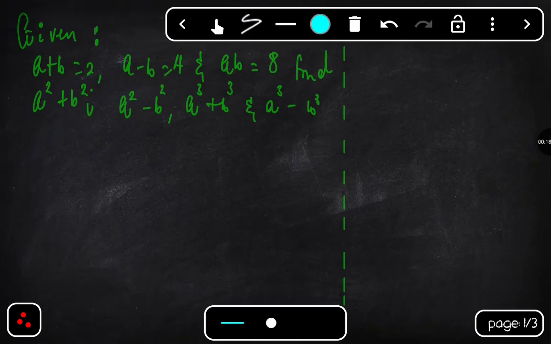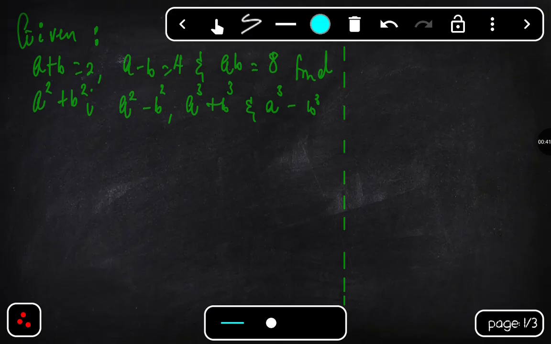Okay, so here's the problem we have for today. We have a plus b is equal to 2, a minus b is equal to 4, and ab is equal to 8. So we have to find a squared plus b squared, a squared minus b squared, a raised to the power of 3 plus b raised to the power of 3, and a raised to the power of 3 minus b raised to the power of 3. So that's the problem we have for today.